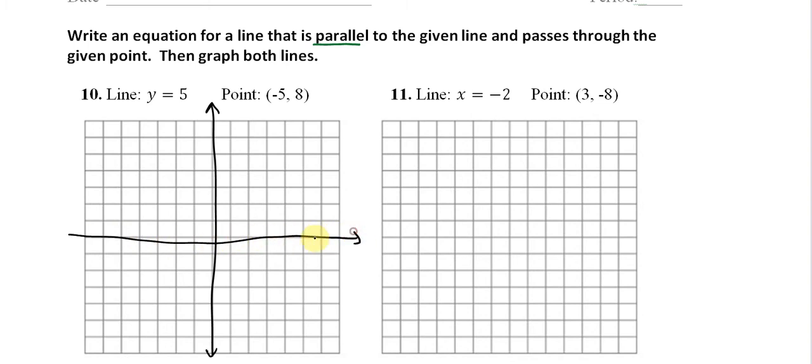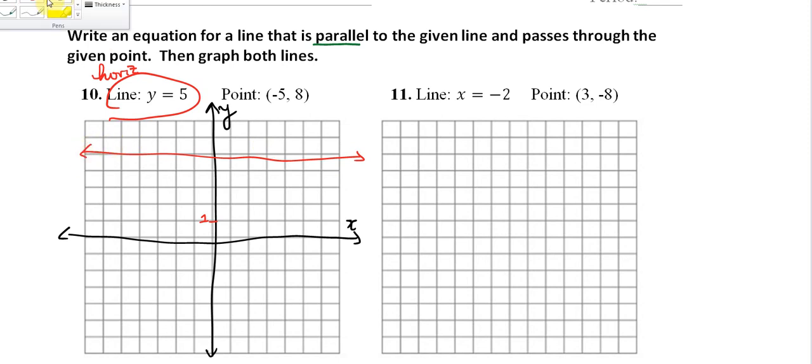So first thing I'm going to do here is draw in some axes. This is the x-axis, this is the y-axis. Again, y equals 5. This is a horizontal line. Right, so 1, 2, 3, 4, 5. So this is y equals 5. So that's a horizontal line.